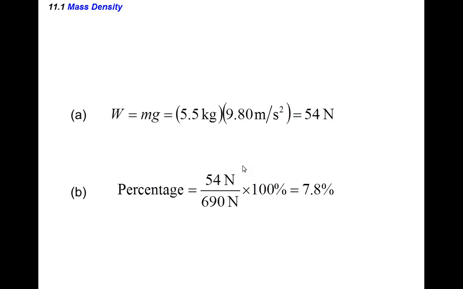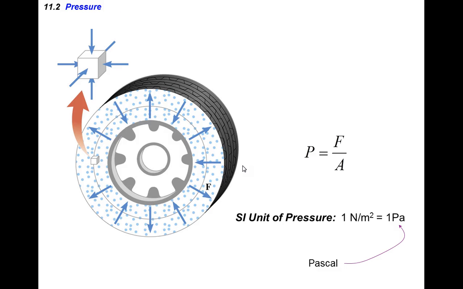Remember, weight equals mass times the acceleration due to gravity. So 5.5 kilograms times 9.8 meters per second squared gives us the weight of the blood is 54 newtons. And then if we just want to get cute and figure out what percentage of the body weight that is, we can do 54 divided by 690 newtons times 100 and get 7.8% of the total body weight is the blood in a typical person.